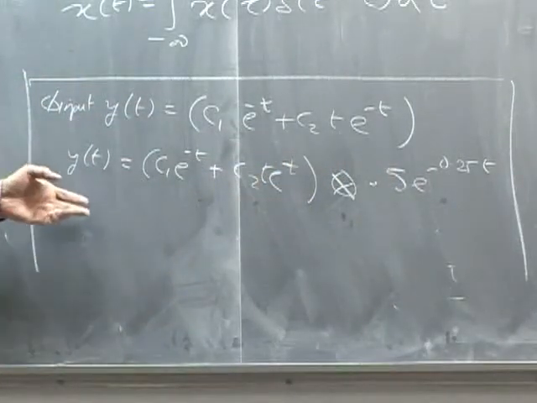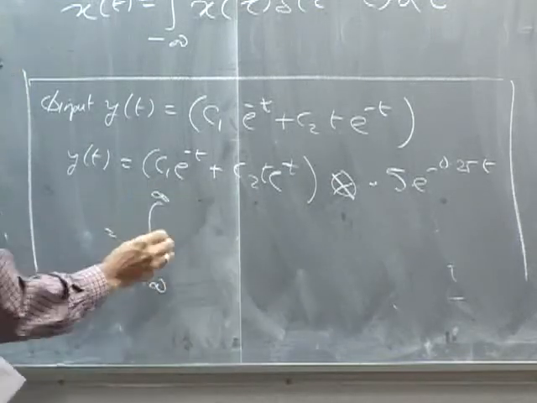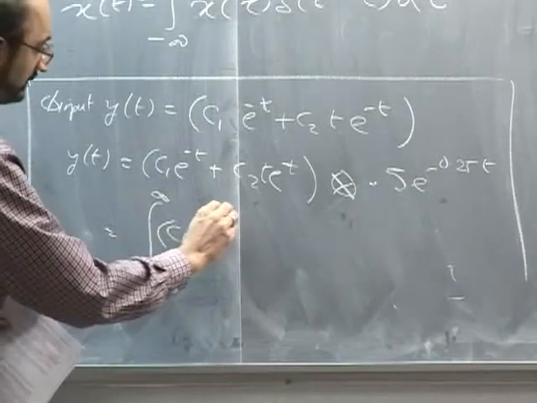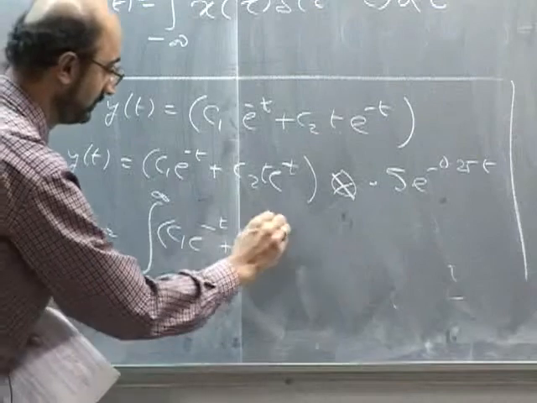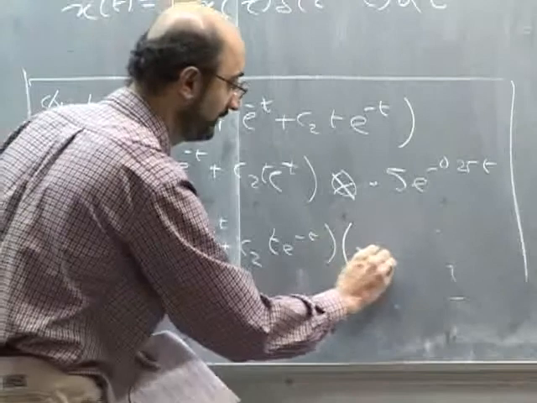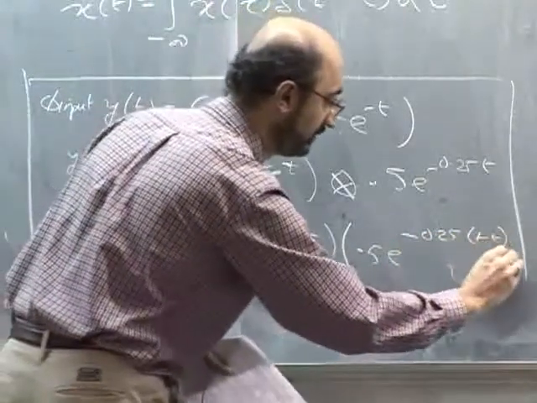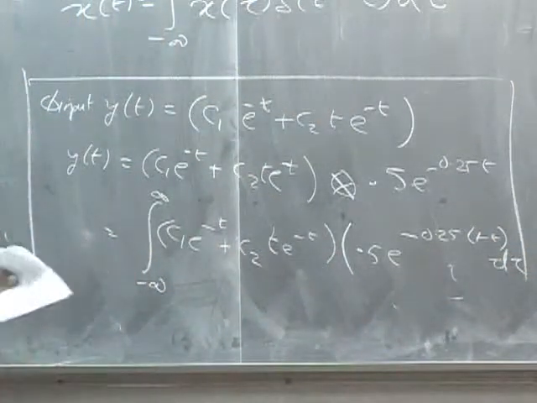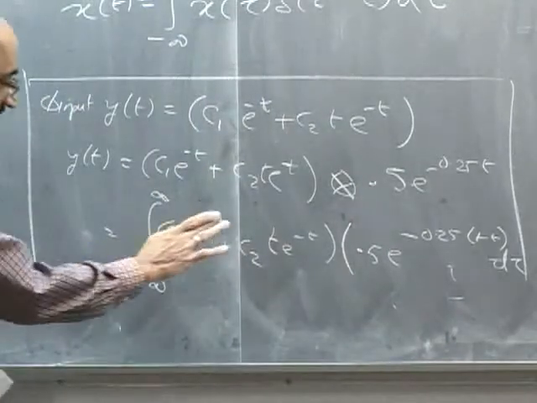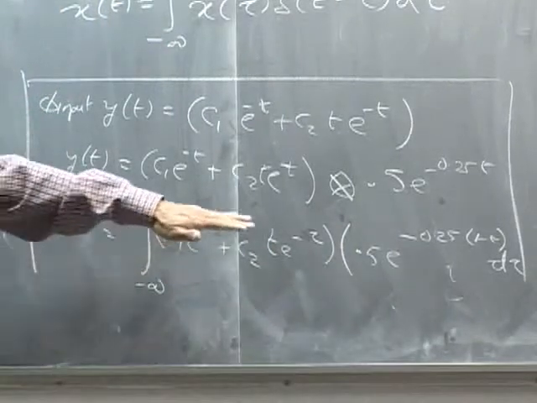I mean, you can write the integral if you want. You could write out the integral as being from minus infinity to infinity. This one would be C1 e to the minus t plus C2 t e to the minus t, times 0.5 e to the minus 0.25 t minus tau d tau. So basically writing it as x tau h t minus tau. If you want to write it in that form, this is x of tau.